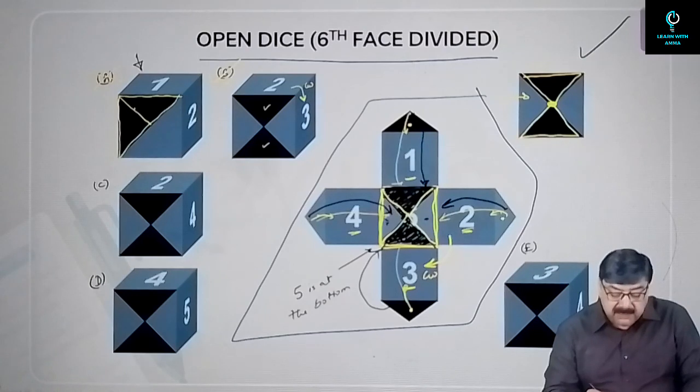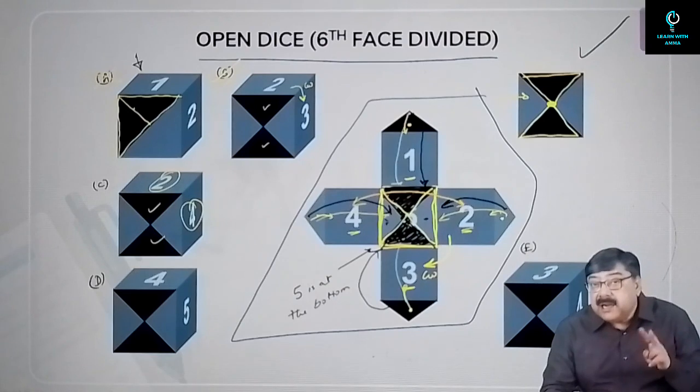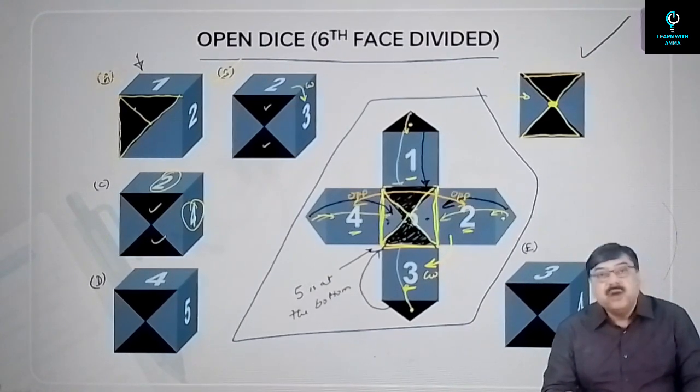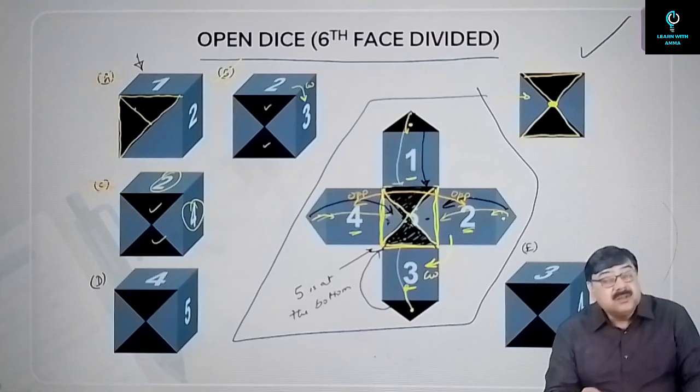Can diagram C be formed? This is okay, the sixth face is fine. But can 2 be adjacent to 4? Well, that's not possible. Why? Because 2 and 4 are in alternate squares. So they are opposite each other. And opposites cannot be seen together. So that's the reason why the diagram C has to be incorrect.